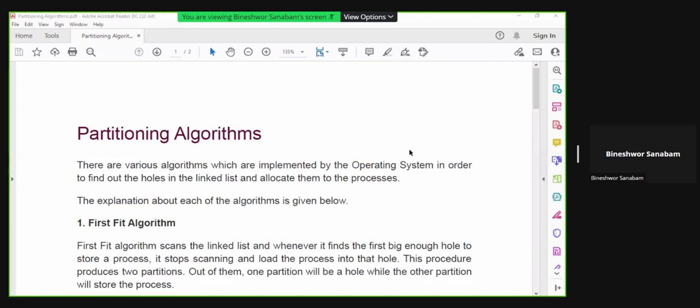There are various algorithms implemented by the operating system in order to find the holes in the linked list and allocate them to processes. When we say find the holes, we mean find the partitions that are not being used and are free, so that another process can use them. We have different algorithms for this. The first one we call the first fit algorithm.